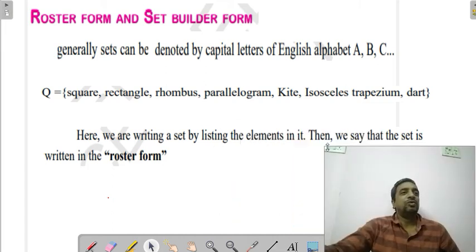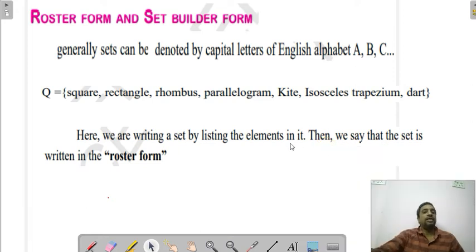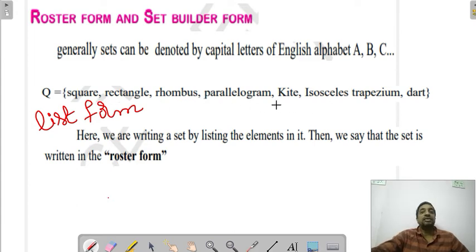So this is the list of all quadrilaterals. Hence, we can say this is a list form. These all names are listed. So list form, or we can write this as roster form. Let us see a few more examples.